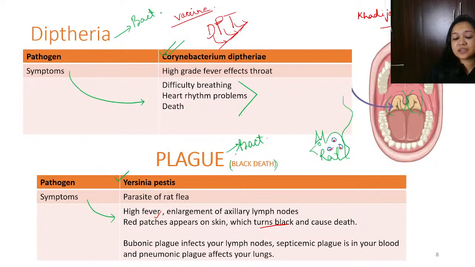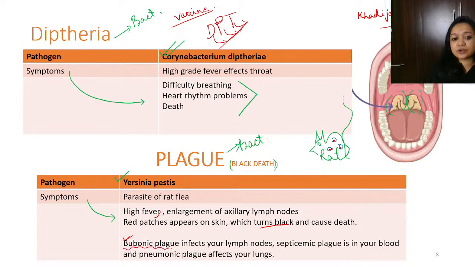Plague again is something which is taken care of. We don't get to see them often. It's almost eradicated. Okay, and talking about plague again, we see that bubonic plague infects your lymph nodes, septicemic plague is in your blood, and pneumonic plague affects your lungs. Well, you don't need to go into the depth of all this, but if you ever happen to see these terminologies, don't get confused and don't think that these are alien words. These are all related to plague.